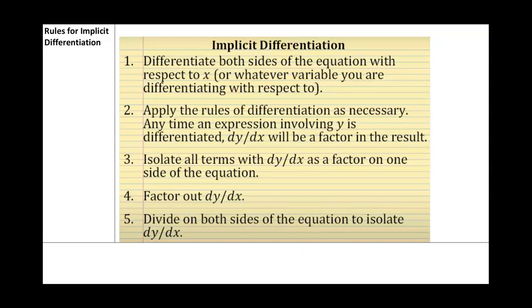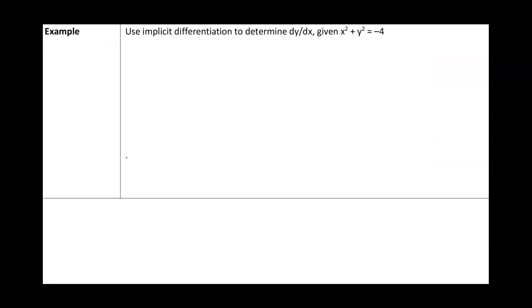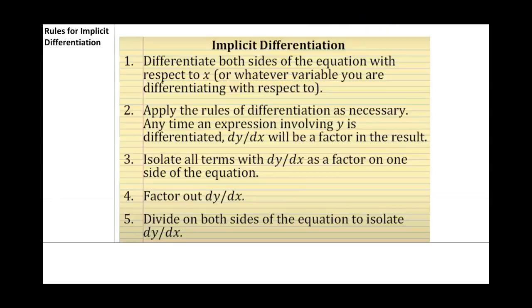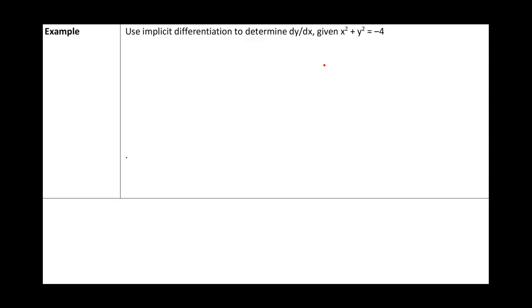So implicit differentiation, here are the steps, and I'll go through these steps with you as we do an example. We want to use implicit differentiation to determine dy/dx given x squared plus y squared equals -4. Let's take a look at step 1. Step 1, we differentiate both sides of the equation with respect to x. So we take d/dx of both sides, meaning every single term. So we take the d/dx of x squared, d/dx of y squared, d/dx of -4.